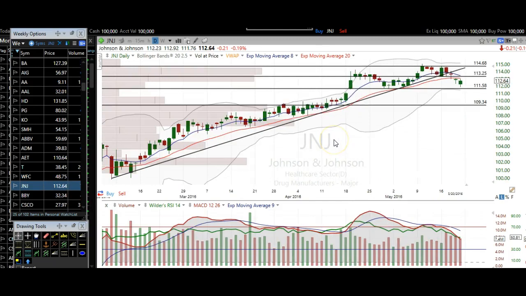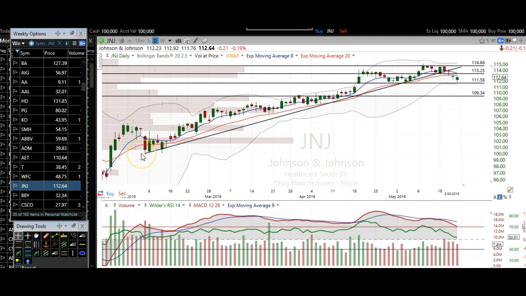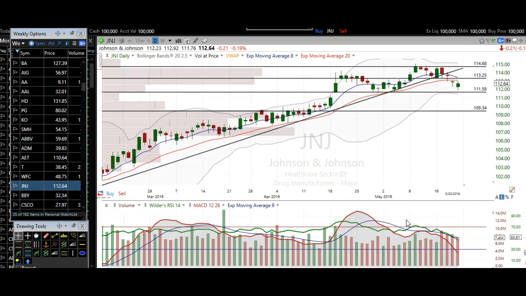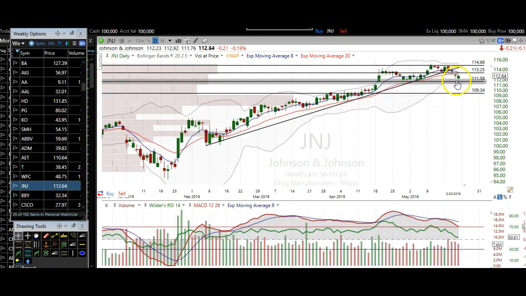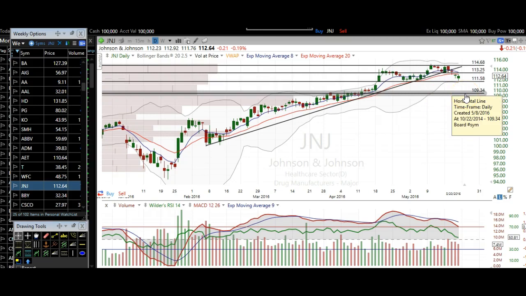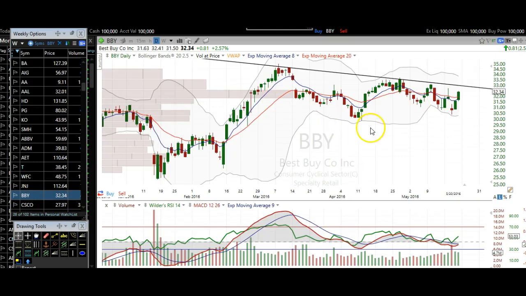Next, I want to cover JNJ. We've got an uptrend line right here that was broken, violated, and as you can see, kind of had some early warning signs as RSI was trending down, the green line, as well as the MACD, which was trending down as well. As price was heading up, we had a negative divergence on MACD trending down. We're at that support at 111.50, a break of that support, and we're going to come down here and tag that support at 109.